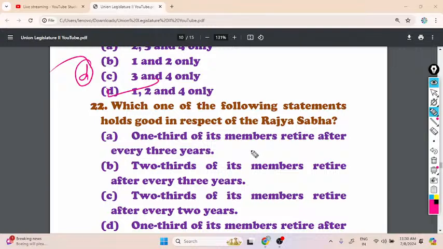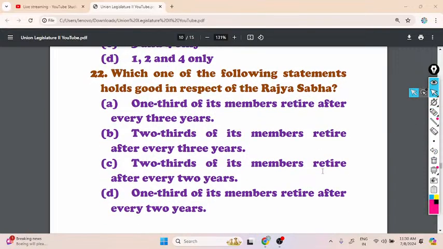Question number 22, boys and girls: which one of the following statements holds good in respect of Rajya Sabha? So here in Rajya Sabha, you can see it is a permanent chamber and one-third members retire at the end of every 2 years. One-third of members retire at the end of every 2 years. Yes. So that is under Article 80.